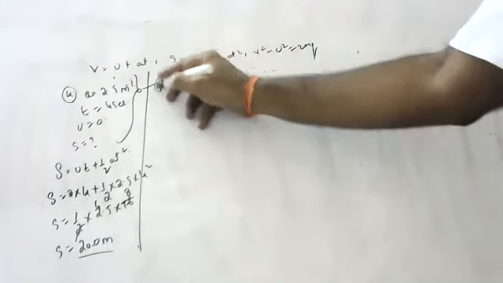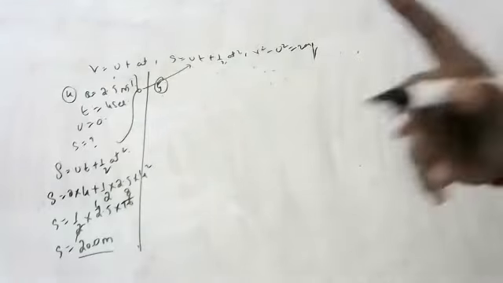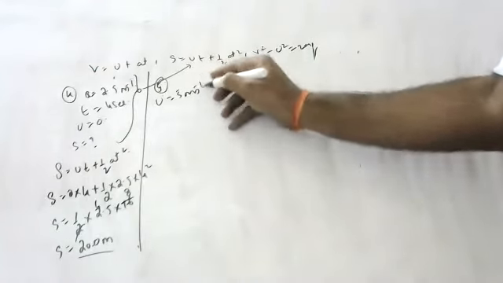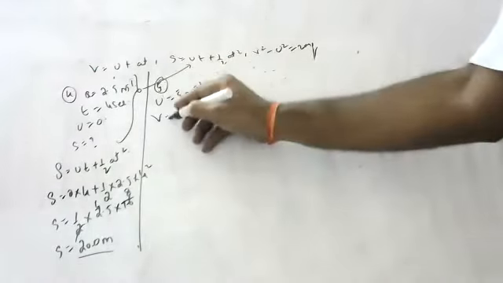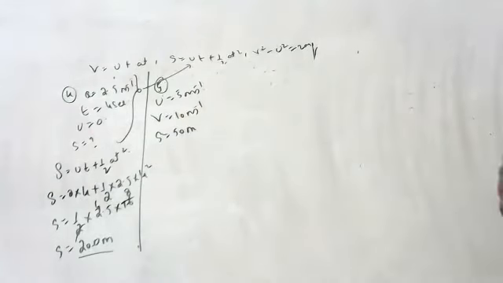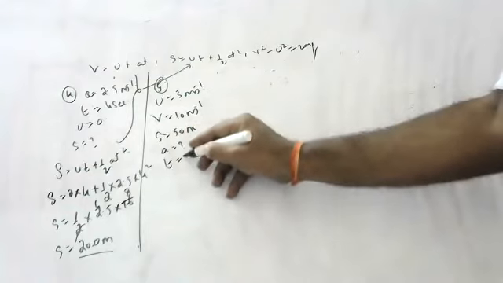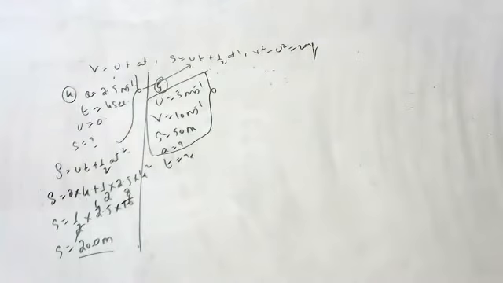Next, Saisha is there. A cyclist is driving at a speed of 5 meters per second, initial velocity, and attains a velocity of 10 meters per second over a distance of 50 meters. Calculate the acceleration and time. First, tell me for acceleration, which formula you use?